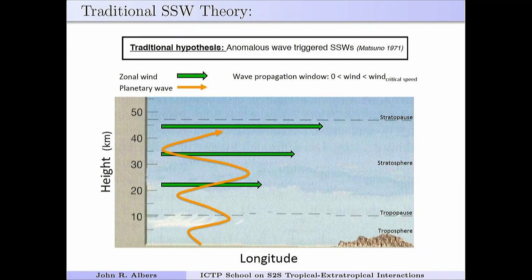So how do they kind of envision this working? As I mentioned before, there's the Charney-Drazin condition, and it just says that there's a wave propagation window such that winds have to be westerly, greater than zero, but less than some critical wave speed. So essentially we have waves propagating up, and if that pulse is large enough, it hits a critical line in the upper stratosphere, say, and it breaks and it reverses the winds from westerly to easterly.